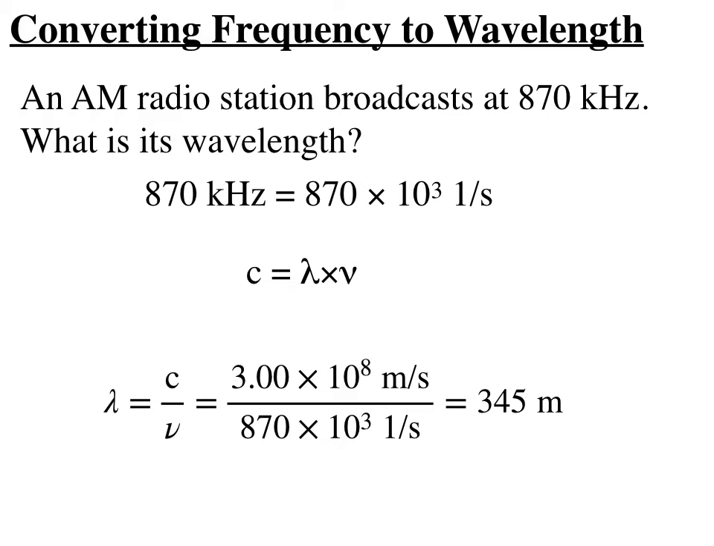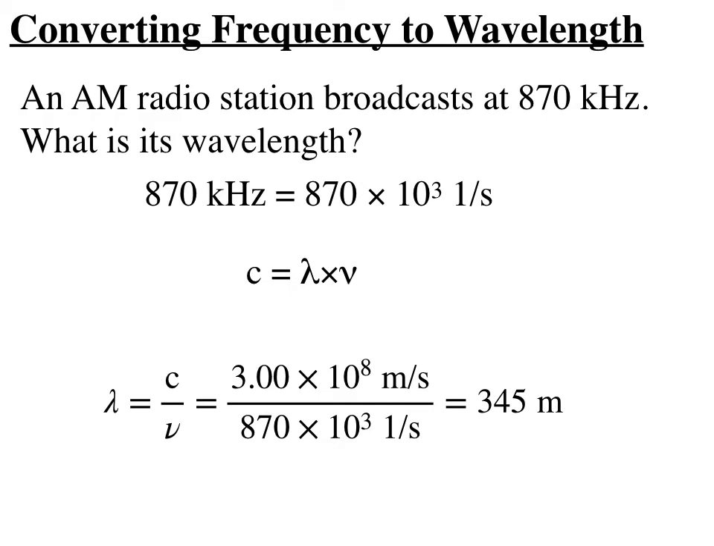So again, I will insert this into the formula c equals lambda times nu with the known speed of electromagnetic waves. I don't care if they're FM waves or AM waves, they travel at the same speed. So lambda is c over nu, and my lambda is equal to 3 times 10 to the 8 meters per second, which is the speed of light, divided into 870 times 10 to the 3 1 over seconds. Now you should notice dimensionally, the 1 over second in the numerator cancels the 1 over second in the denominator.